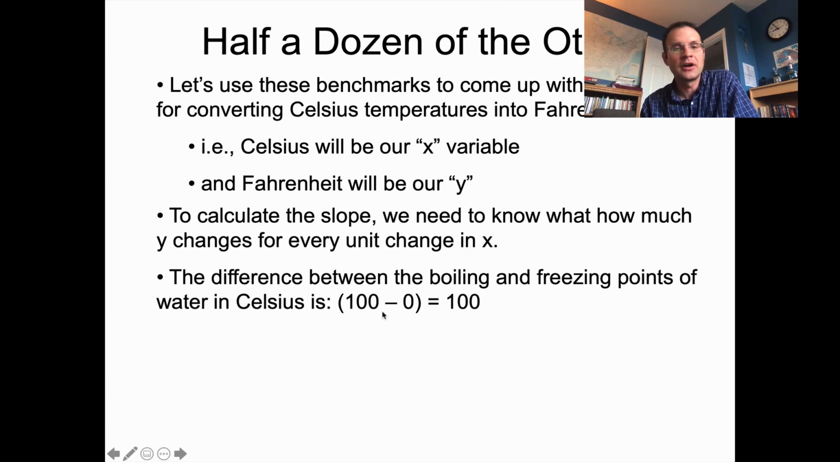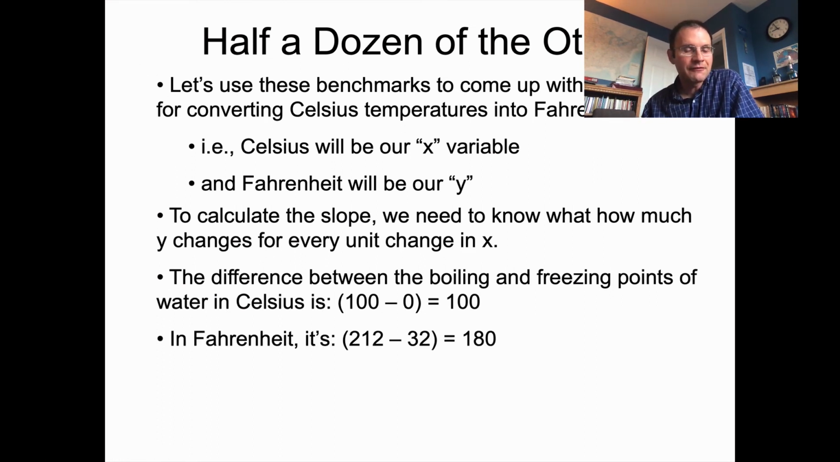It's 100 degrees Celsius when water is boiling and 0 when it's freezing. That's easy to calculate. Thank you, French Revolution. In Fahrenheit, the difference between those turns out to be a relatively round number. 212 minus 32 is 180. So a change of 100 units in Celsius gives you a change of 180 units in Fahrenheit.